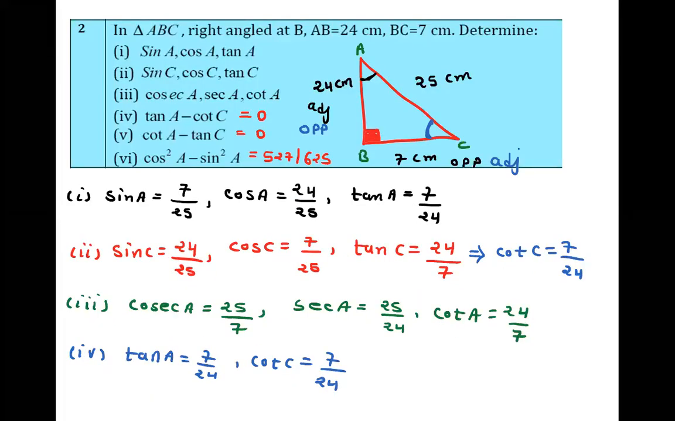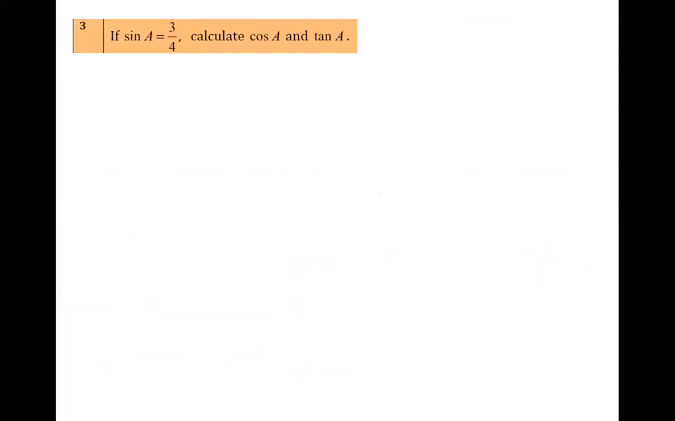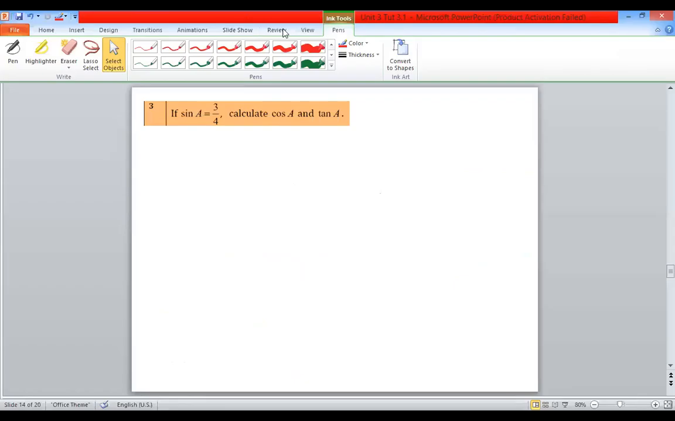So now we're moving on to the next topic. So let me start. So all 6 questions you have the answers. Hope you understood. Now we're moving on to the next one. Look here. Here, student, you have one value given. You can find the other 2 values. That means what happened here?